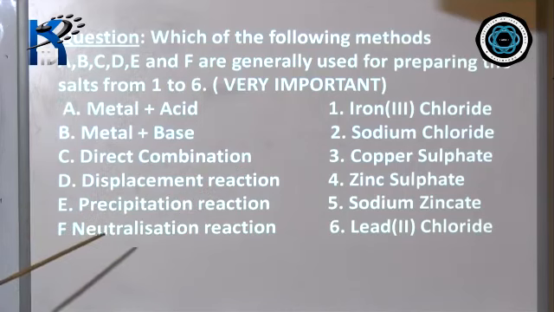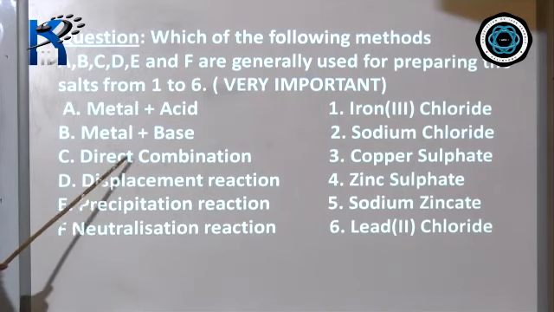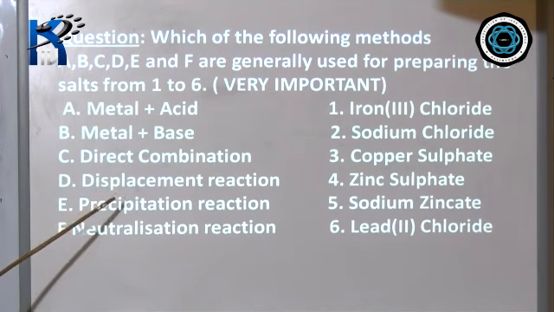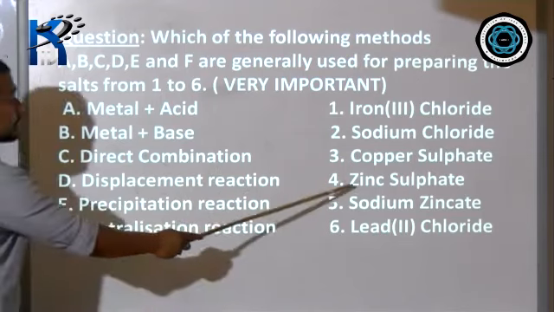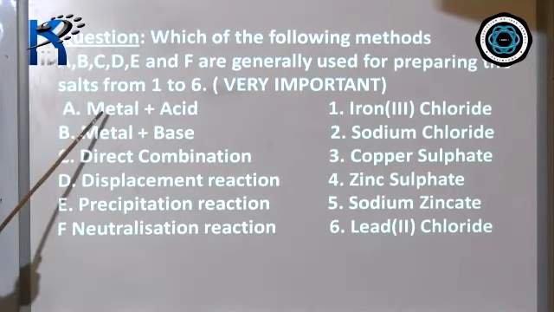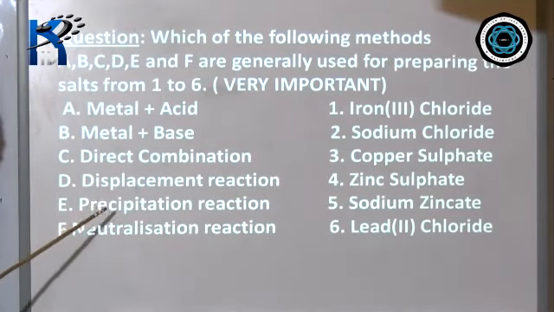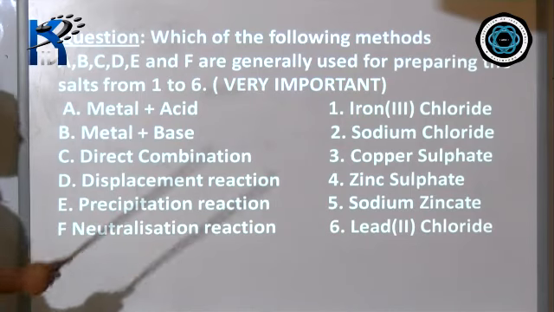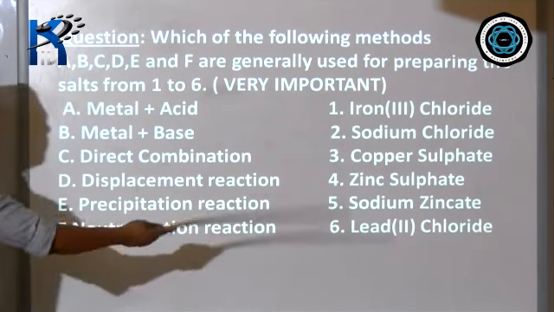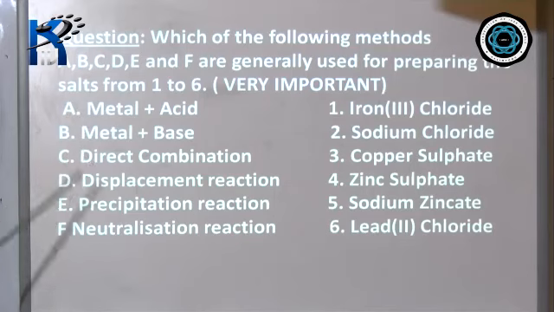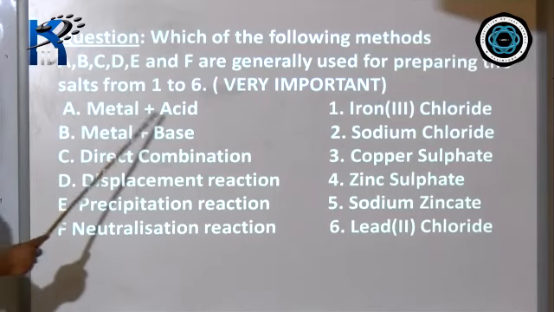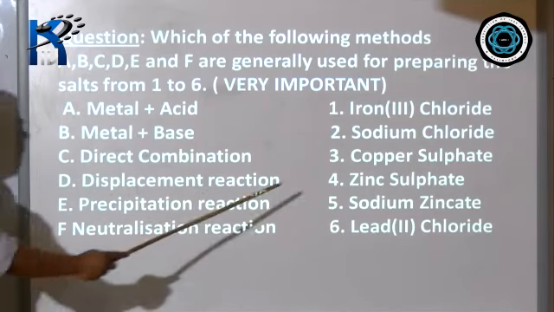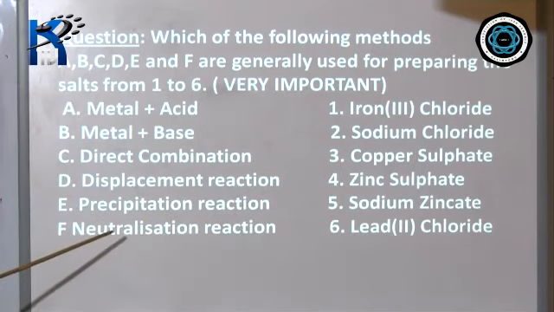Zinc sulfate is formed by displacement reaction as well as by reacting metal with acid. So don't go for it again. I repeat again, iron 3 chloride by direct combination, and sodium chloride by neutralization. But now we have confusion with zinc sulfate because it can be prepared by metal with acid and even by displacement reaction. So for 4, you write both A and D, because it can be prepared by metal with acid and even by displacement reaction. So for 4 will be A and D both.